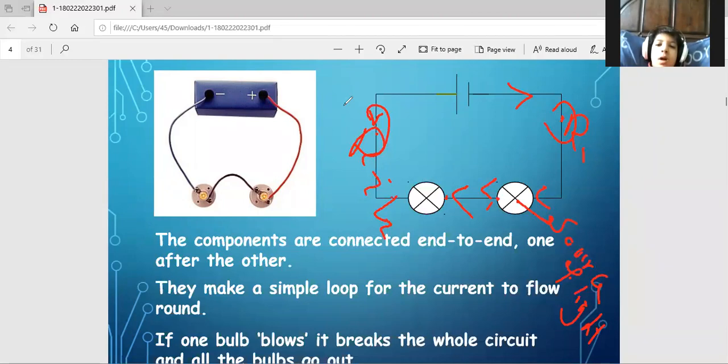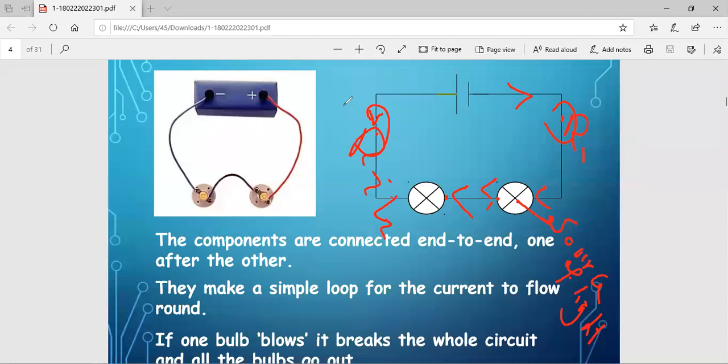So keep in your mind that the components in series circuits are connected end to end, one after another. When you finish the first one, you are going to be connected to the second one. And they make a loop that is very, very simple. You don't want to use many wires or many electric devices. You are just using a small number of devices. And this is something else you have to understand about this kind of circuit.